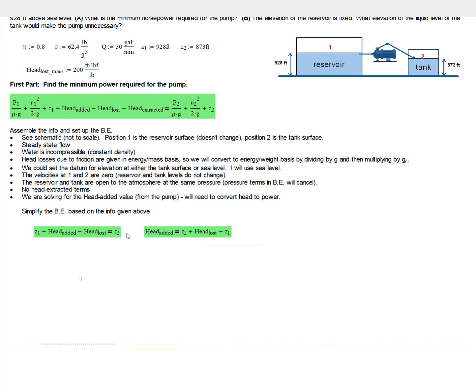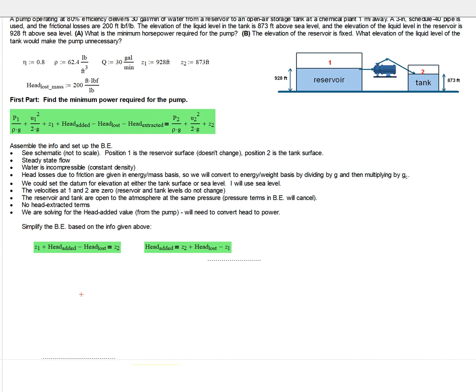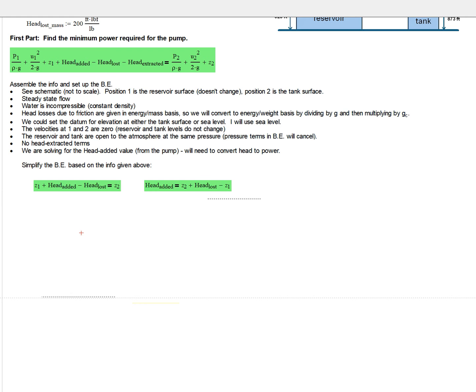So using those simplifying assumptions, we can take the Bernoulli equation and simplify. This is what we get on the left side, the right side, and then we solve this equation for the head added. And this is the equation we get. We know Z2, we know Z1, and we're given the head loss, but we need to do some dimensional analysis of it.